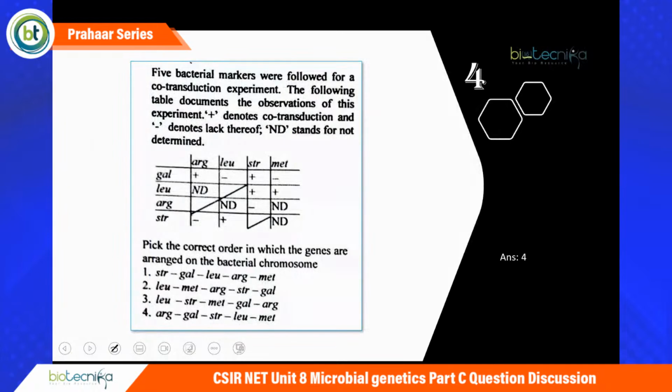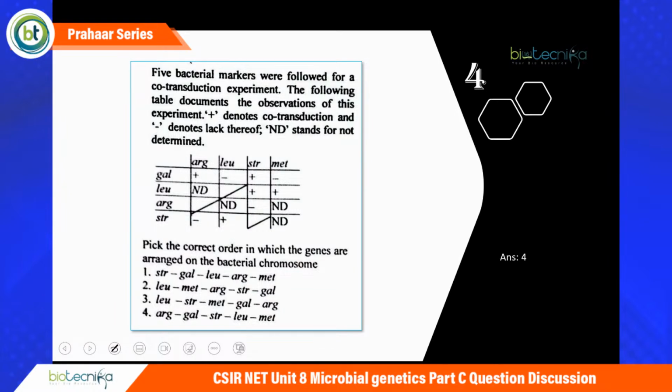Okay, next question. Now, remember everybody that all of these are previous year CSIR questions only. In fact, in the last session, a lot of questions were asked. 2 questions came in part C from this microbial genetics itself.